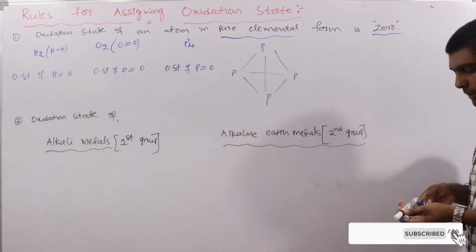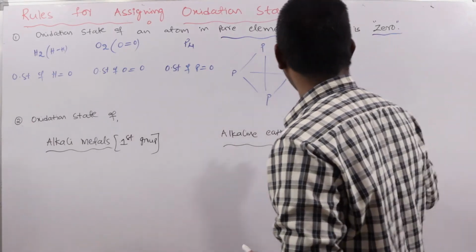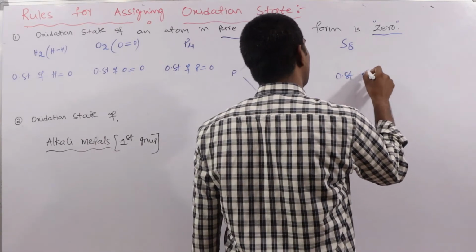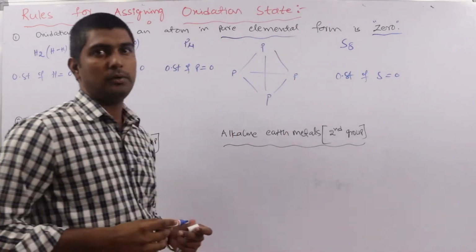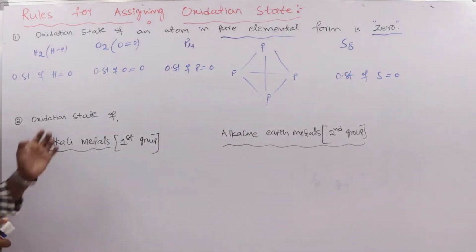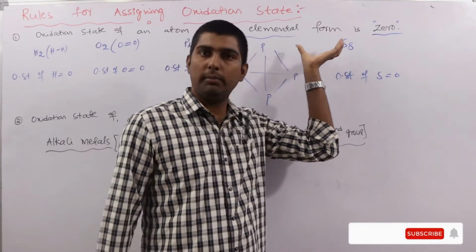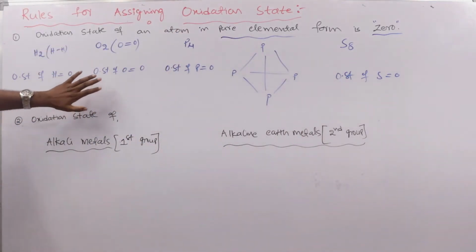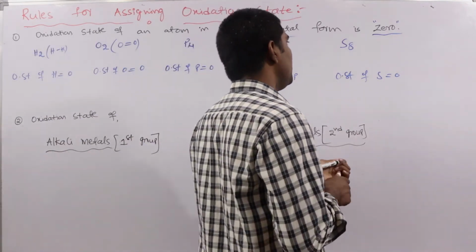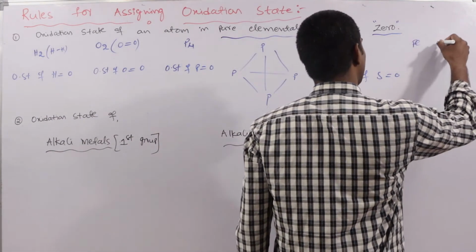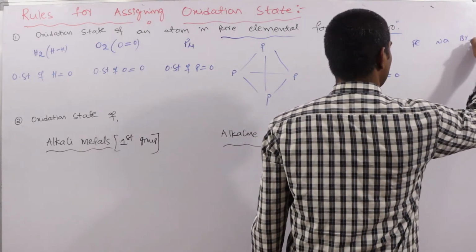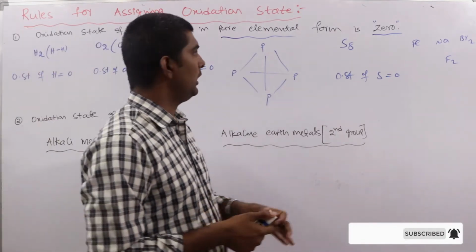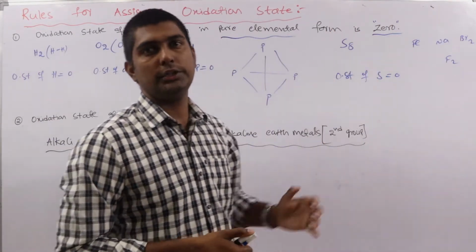Clear? So suppose you take S8, sulfur exists as octaatomic generally, so here the oxidation state of sulfur is equal to 0. Whatever the species may be, if it is in the form of pure elemental form, then oxidation state is equal to 0. Like this, suppose you take iron, sodium, Br2, F2, so many examples, whatever it may be, in the pure elemental form, oxidation state is equal to 0.